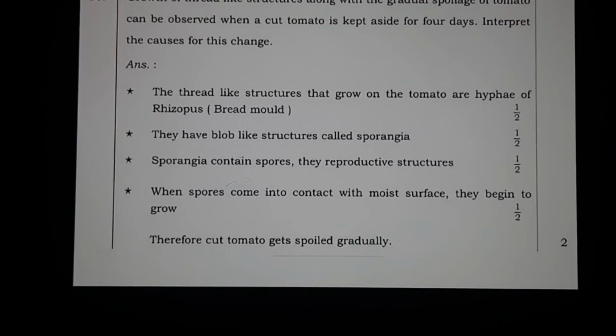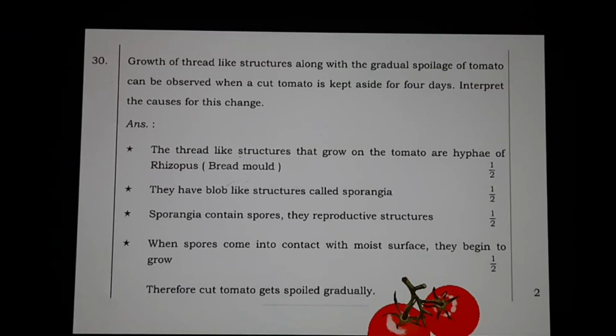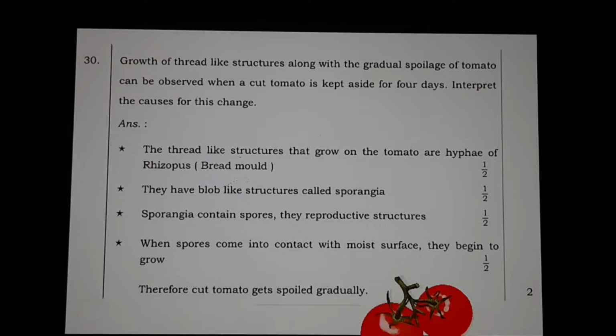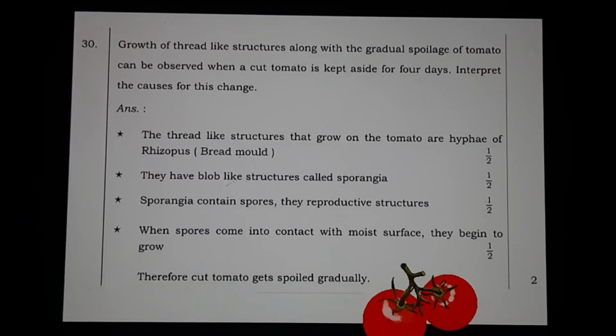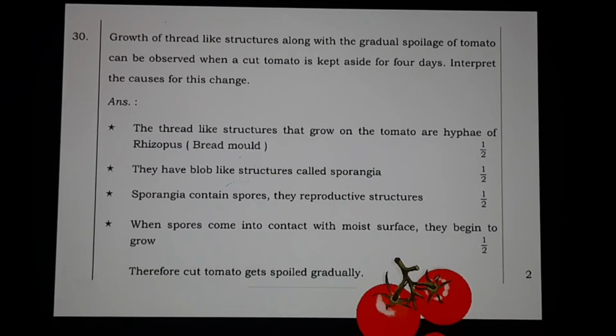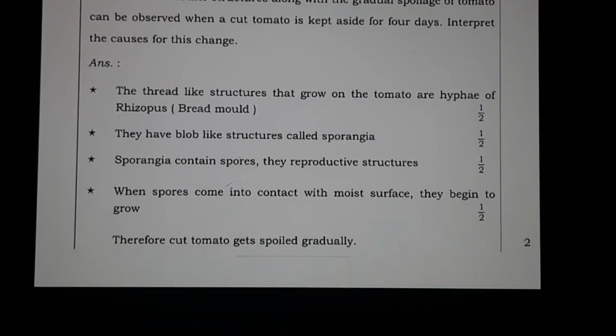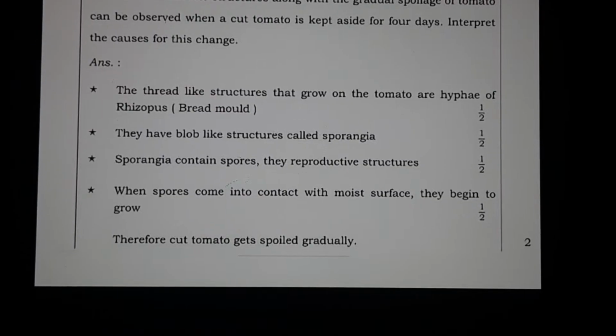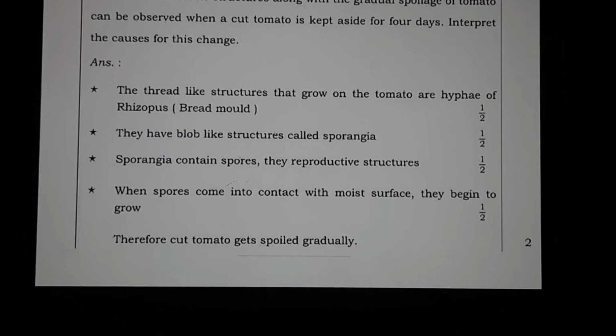Next question. Growth of thread-like structures along with the gradual spoilage of tomato can be observed when a cut tomato is kept aside for 4 days. Interpret the cause for this change. The answer is the thread-like structures that grow on the tomato are hyphae of rhizopus, that is bread mold. This is for half marks.